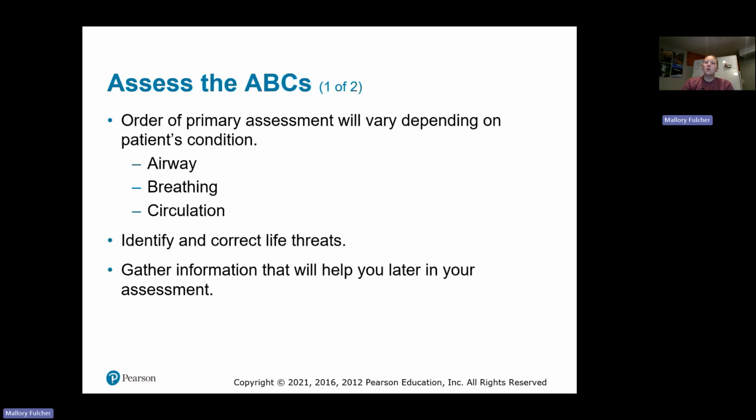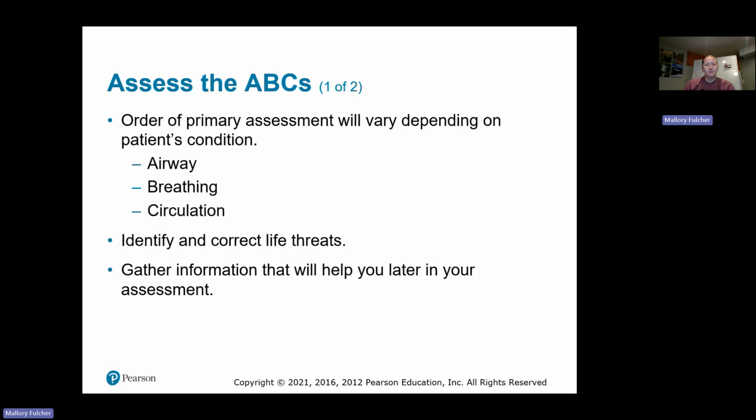So assessing the airways, or assessing the ABCs, excuse me. Airways first, is it open? Is it going to stay open? Breathing, we're looking at, are they breathing? Are they breathing adequately? And is their breathing rate normal? We've got that normal breathing rate vital sign, right? 12 to 20 for adults.